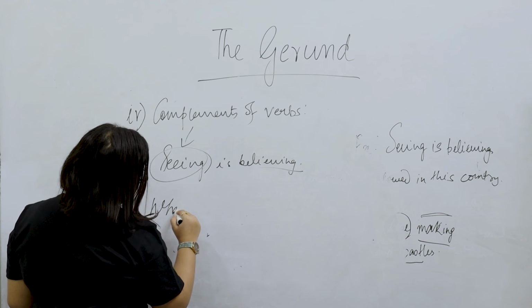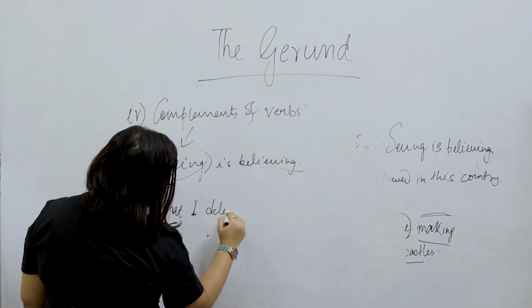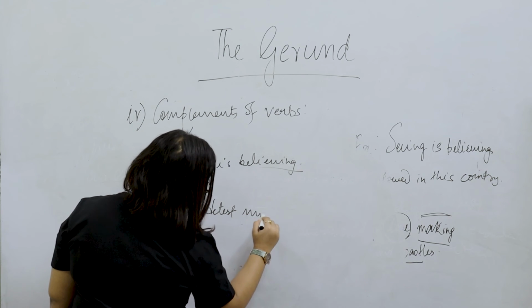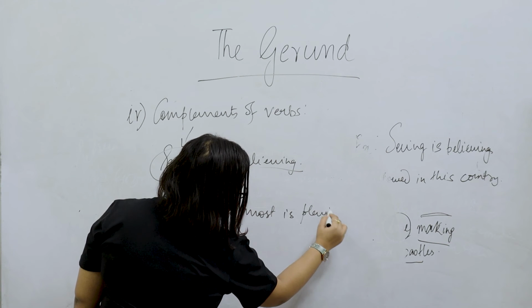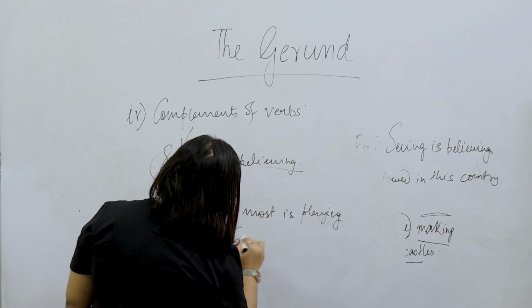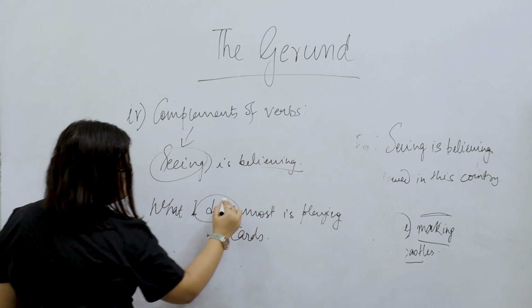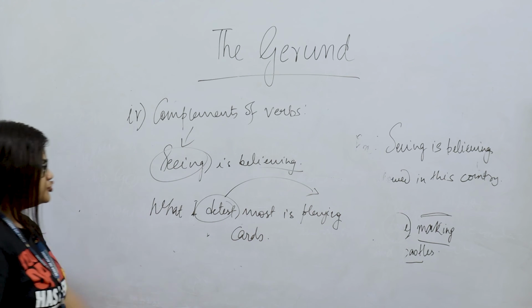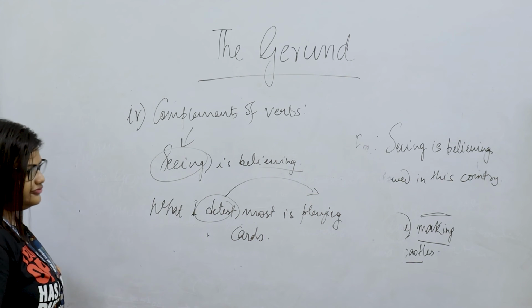We can also say, what I detest most is playing cards. So here we are using this as a complement of detest. This being the verb, we are using this as a complement of the verb itself.